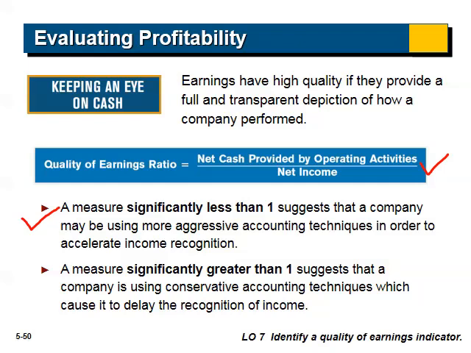And like it says here, if that is significantly less than 1, that means they're using more aggressive accounting techniques to accelerate your income recognition. You would say that their quality of earnings is not very high. And if it's greater than 1, it suggests very conservative accounting techniques because it delays recognition of income. So you would say it has a higher quality of earnings. So the higher the number, the better.